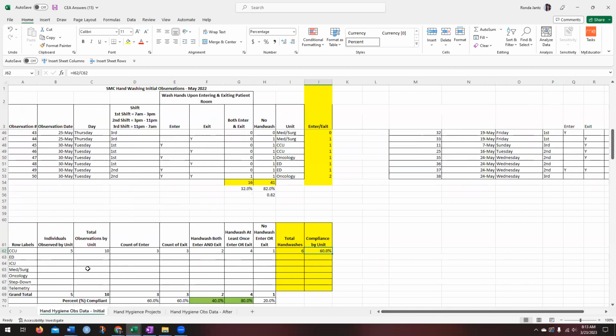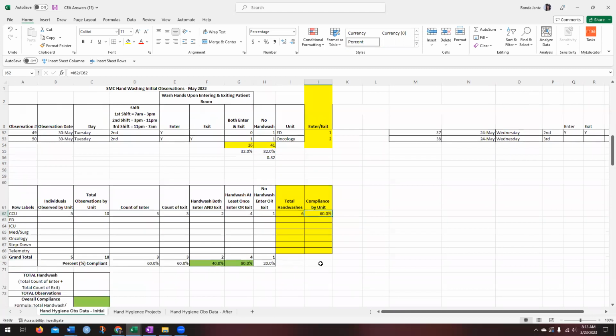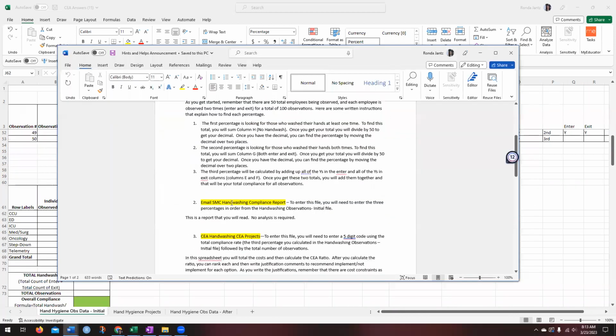And you can go ahead and do that for each of these different departments, and then it'll give you some totals. And it's a good way to check your work from this as well. But this will actually become useful later on the quiz, but isn't maybe necessarily needed to move forward with the spreadsheet. So let's move to the next part. The next spreadsheet, we're going to look at this SMC hand washing compliance report.